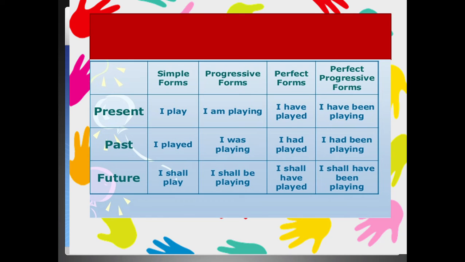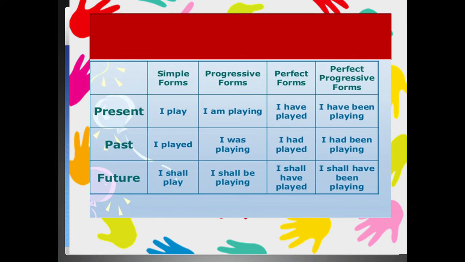For simplifying the entire tenses, here is a grid for you. Let us read out each tense. Simple present form. I play. Progressive form. I am playing. Perfect form. I have played. Perfect progressive form. I have been playing.